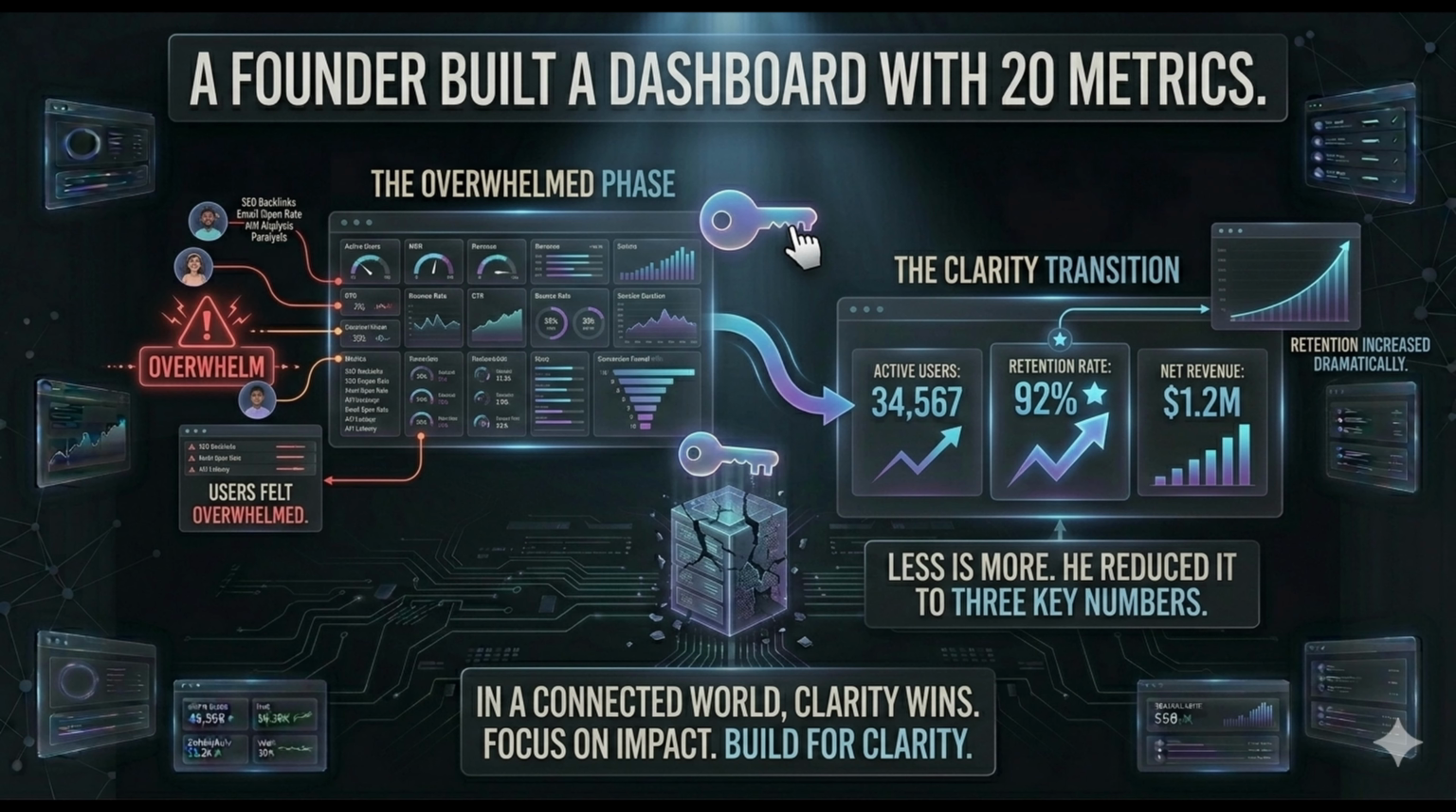Another founder added 20 metrics. He felt it was good looking, so it was fine, that 20 metrics were working perfectly. But actually, that's a myth. The fact is, it's overloading. After that, he reduced it to three metrics. He removed the unwanted metrics from the dashboard. What happened after that? Retention increased dramatically, because clarity wins.